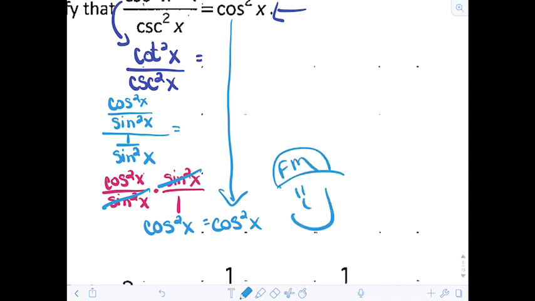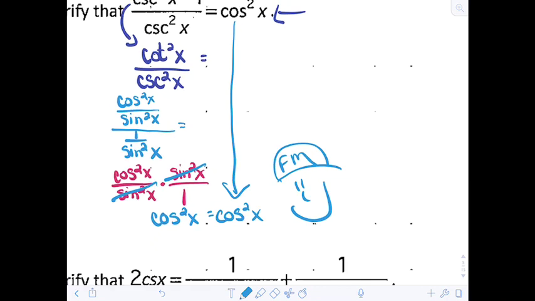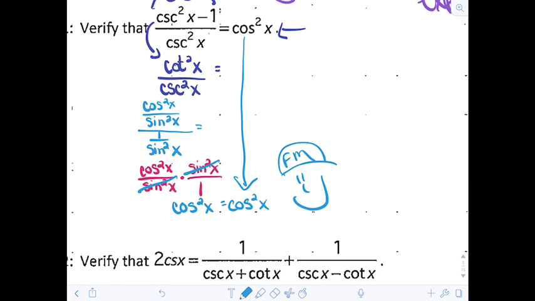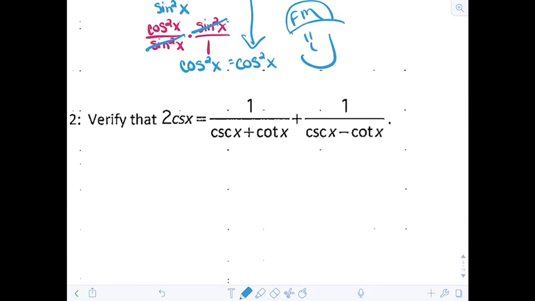So there is your first identity, okay? So we worked the left side to get it to equal the right side, looking at those identities and trying to figure out some equalities that we can substitute in. Okay, let's try example number 2.